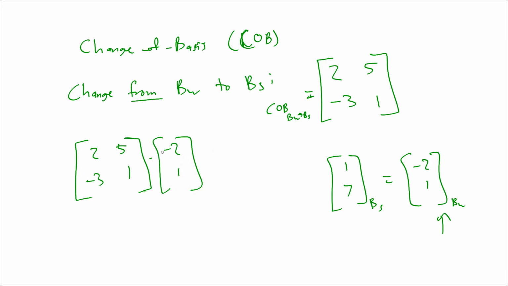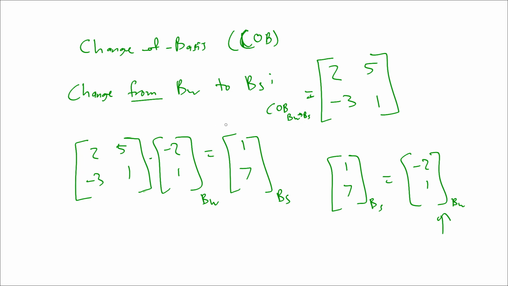So we get 2 times negative 2 is negative 4, plus 5 times 1 is 5. That gives us 1. And then negative 3 times negative 2 is 6, plus 1 is 7. So we get 1, 7. We feed in a vector in the wacky coordinates, and we get out the equivalent vector in the standard basis coordinates. Okay? So this matrix here converts from the wacky basis to the standard basis.